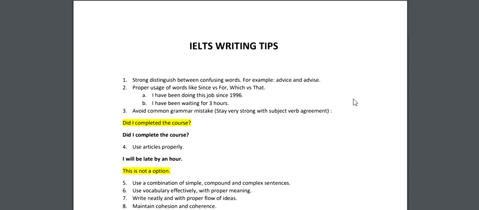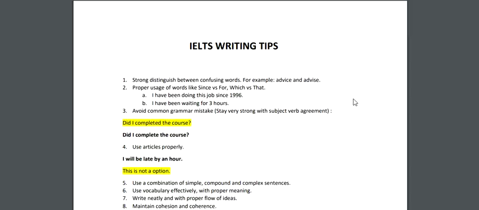Second, there are other sets of words where people commit mistakes, like since versus for, which versus that. So I have included two examples for you. Like I have been doing this job since 1996. There's another video published by me where I have shown you the rules on how to distinguish between these words. For example, the first sentence is correct. In fact, the second sentence is also correct. So I'm not going deeper into the usage of these words in this video. You can refer to my other videos on how to use these words properly.